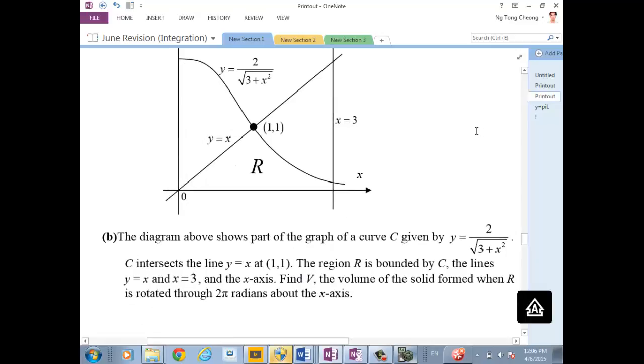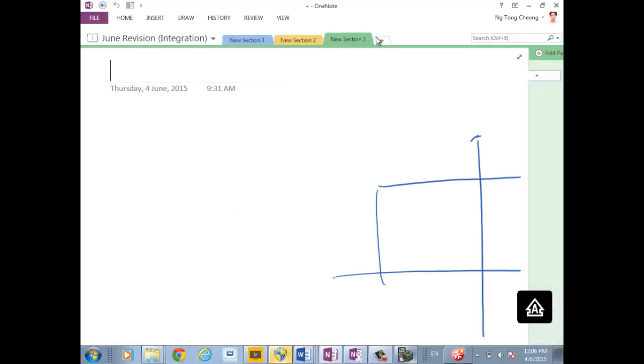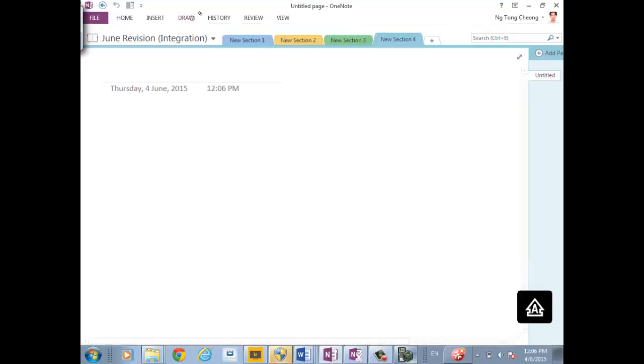The next one, we're going to go on to volume. For volume, before we solve the question, there is something that you need to understand about the formula. For the volume, if I am rotating it about your x-axis, you have pi y squared dx, correct? If you are rotating about your x-axis.